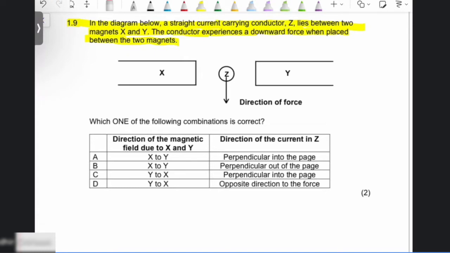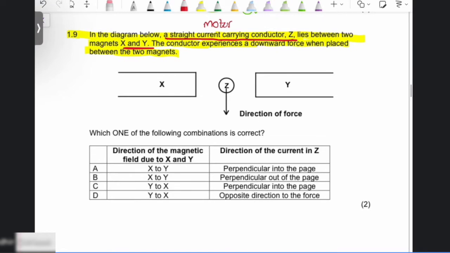Okay, let me just let you guys know immediately also. It says a straight current carrying conductor Z lies between the two magnets X and Y. So we're saying that the current is not being induced here, right? We're not creating the current. The current is already coming through, which means that this must be a motor, right? Now, if we're dealing with a motor, guys, we were supposed to know that motors follow the left-hand rule.